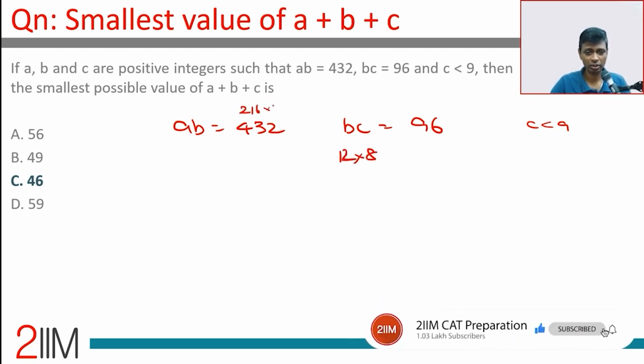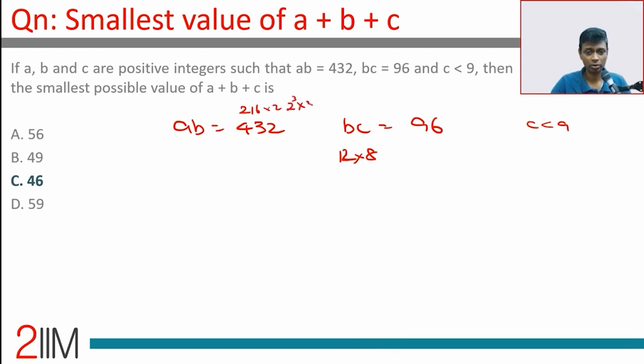432 is 216 into 2. 2 cube into 3 cube into 2. This is 2 power 4 into 3 cube. Keeping it in terms of prime factorization could be easier. C could be 8, B could be 12. Keep it close. C could be 6, B could be 16.